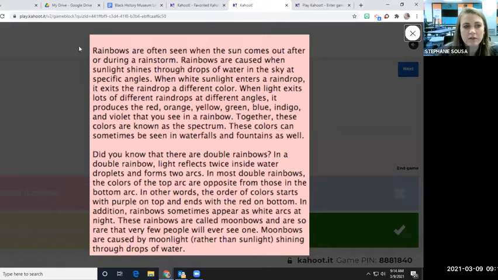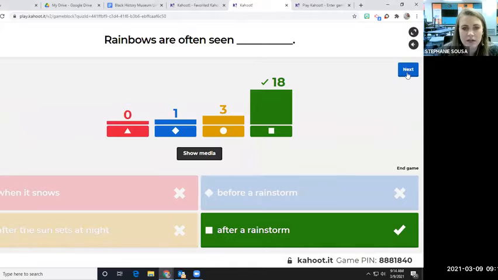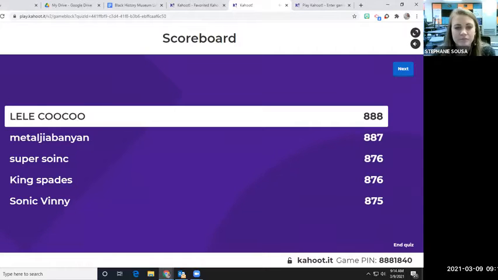Okay, rainbows are often seen. Here it goes. Rainbows are often seen when the sun comes out after or during a rainstorm. There is our evidence. All right, here we go. Lily Cuckoo up there, 1 point away. Metal G Banyan, Supersonic, King Spades are tied, and Sonic Vinny is coming in. Vinny used that sonic speed.